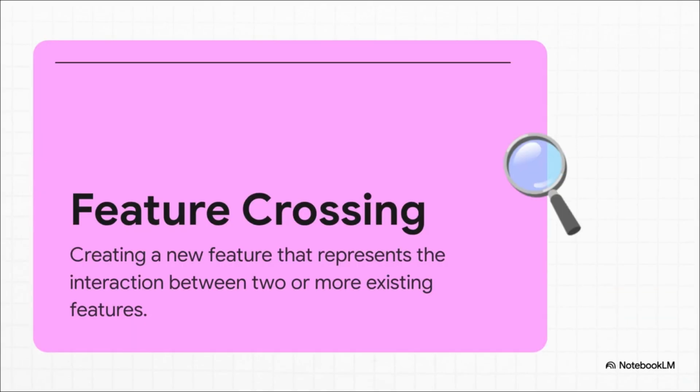So what is it really? At its heart, feature crossing is just the process of creating a brand new data feature by combining ones you already have. You're basically leaning over and telling the model, hey, pay attention to how these two things work together. It's how you spell out those connections we've been talking about.